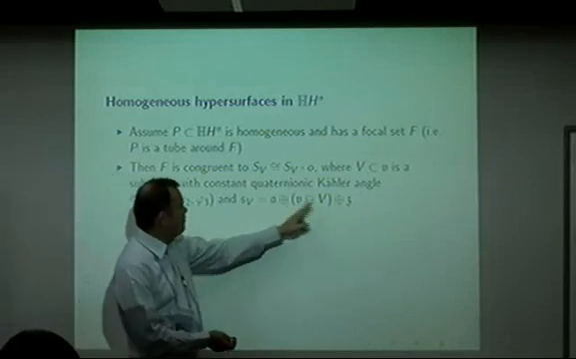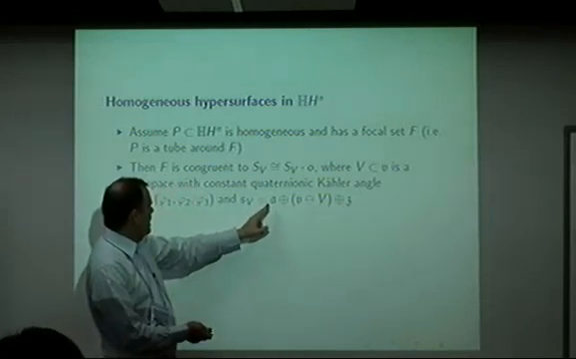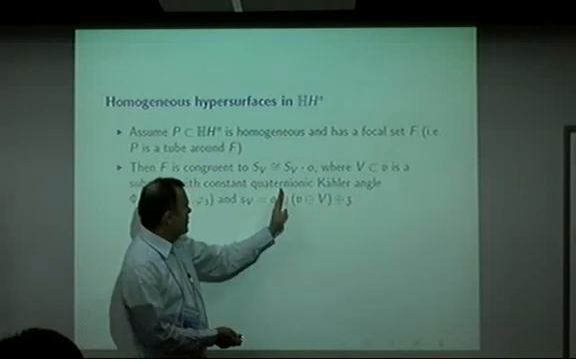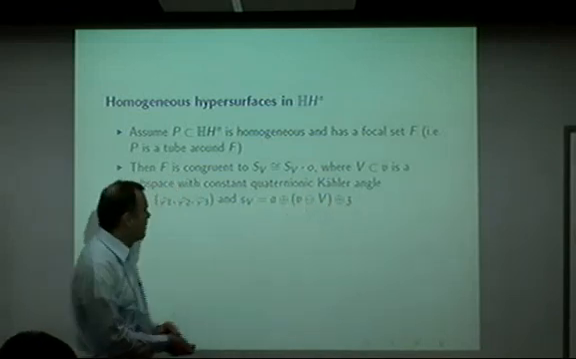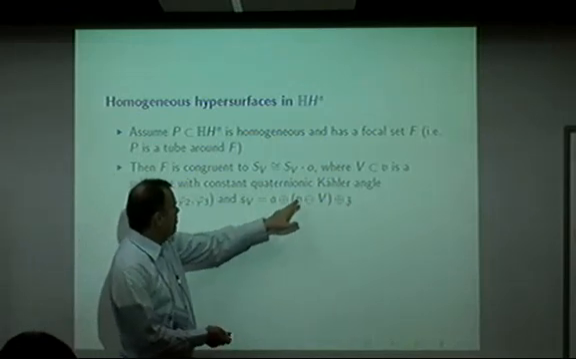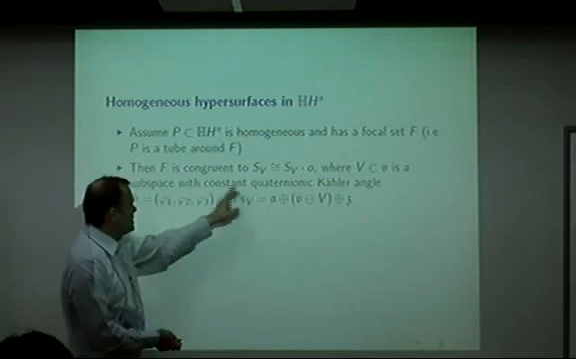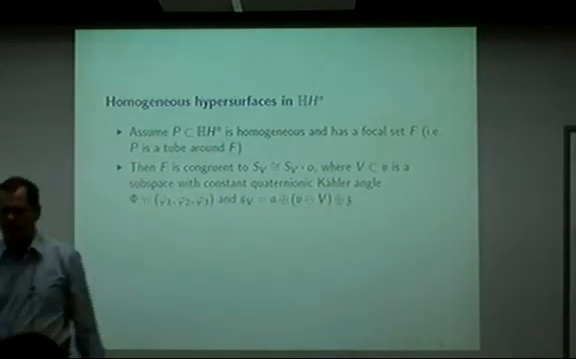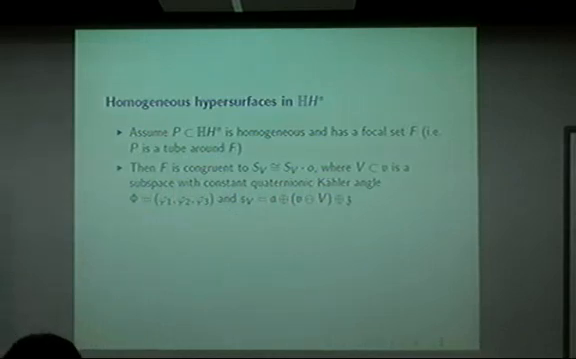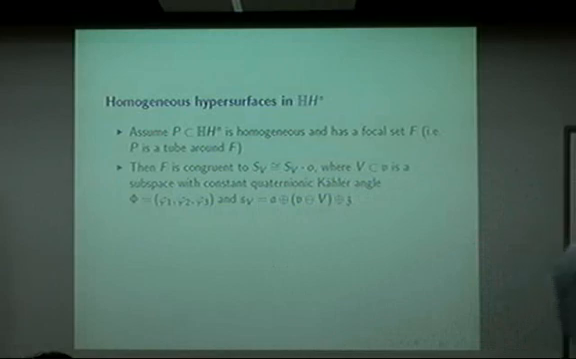We take our Lie algebra A plus N. Remember, n decomposes into the center and the orthogonal complement. Now in the orthogonal complement V, what we choose is a subspace with constant quaternionic scalar angle and take the orthogonal complement of that. Now what is a subspace with constant quaternionic scalar angle?